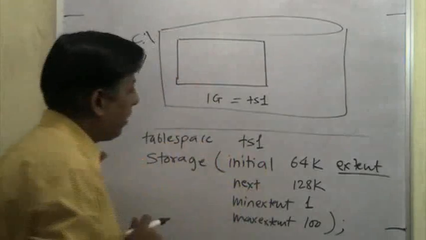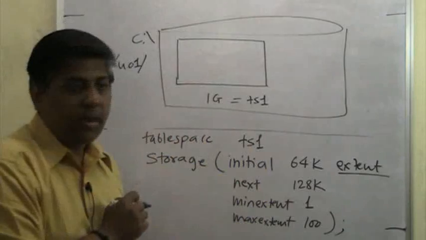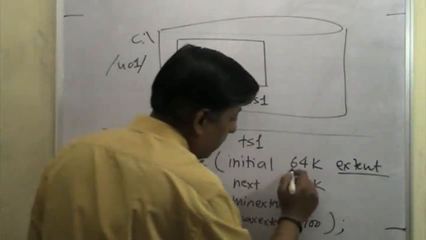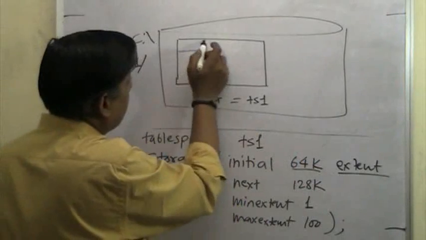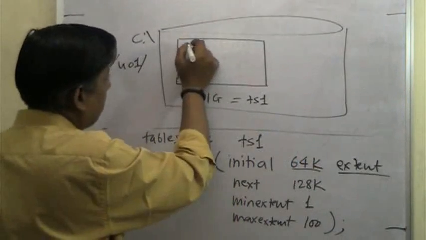So this is that 1 gigabyte area TS1. So this is my table space TS1. Now when I create a table A in my table space TS1, based on the storage clause, the first extent is allocated for that table. So this is the first extent of table A.